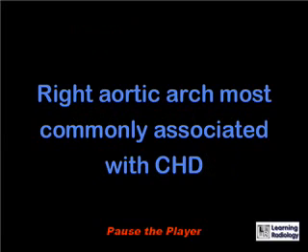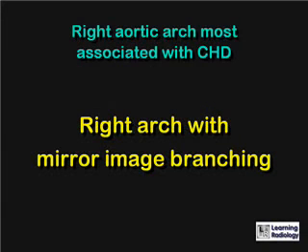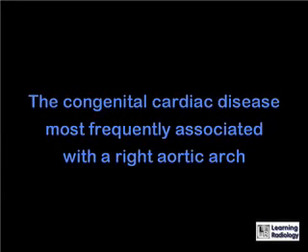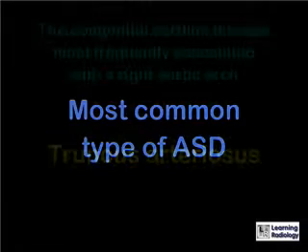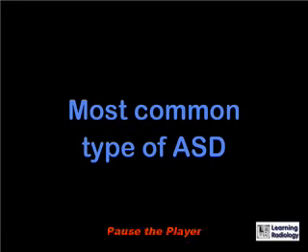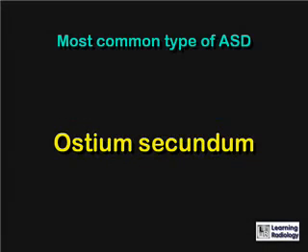What is the most common right aortic arch associated with congenital heart disease? A right aortic arch with mirror image branching. What is the congenital cardiac disease most frequently associated with a right aortic arch? Truncus arteriosus. What is the most common type of atrial septal defect? An ostium secundum defect.